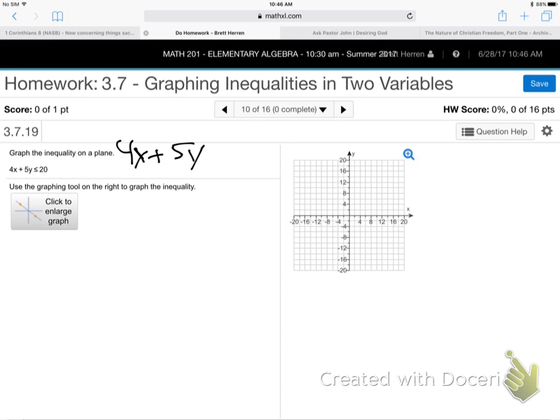4x plus 5y less than or equal to 20. We're supposed to graph that thing. So what do you do first to graph that thing? Yeah, what we're always doing, huh? Y's got to be alone. So can you do the steps to get y alone? What's the first step I'm going to take? Subtract 4x. Yeah, subtract that 4x.